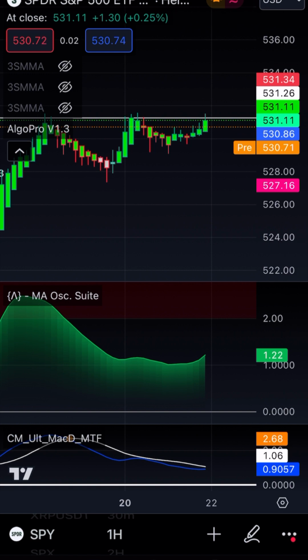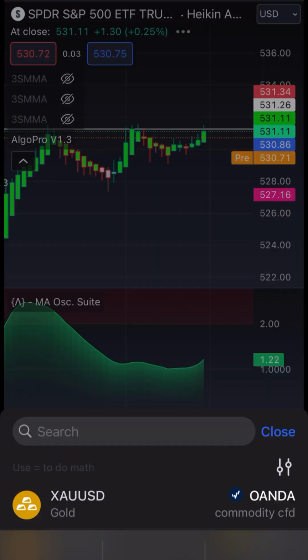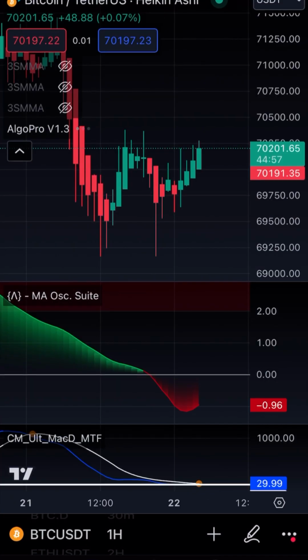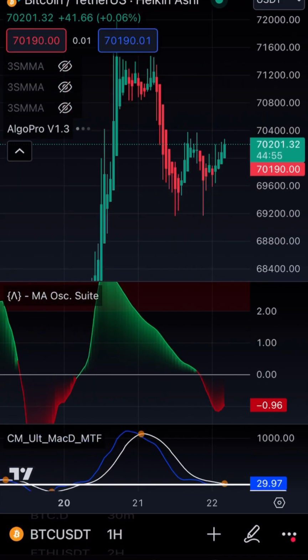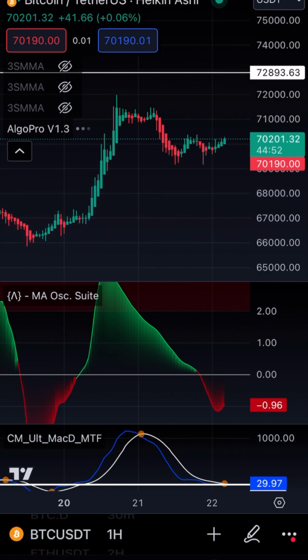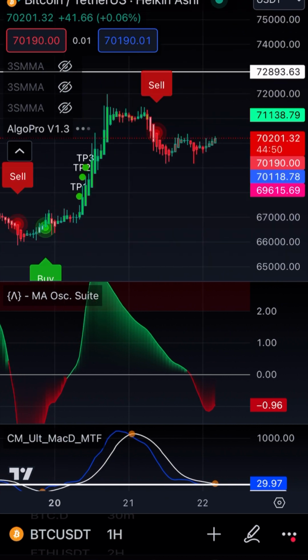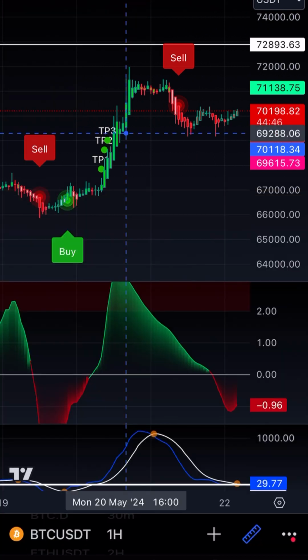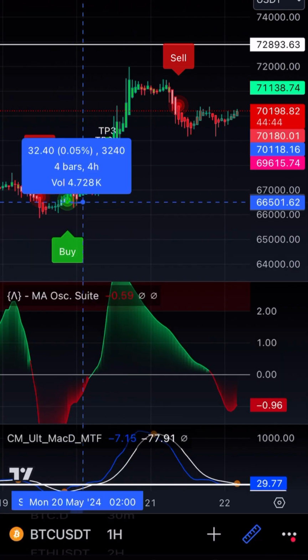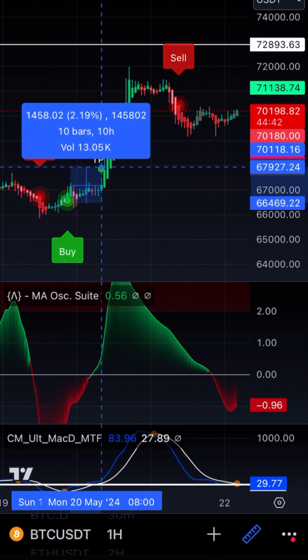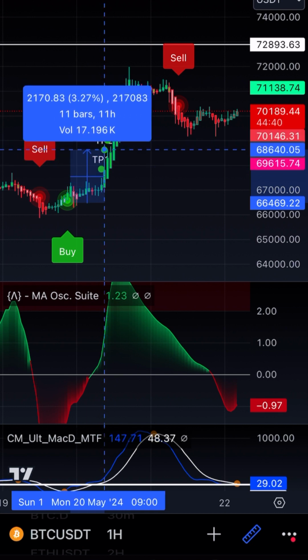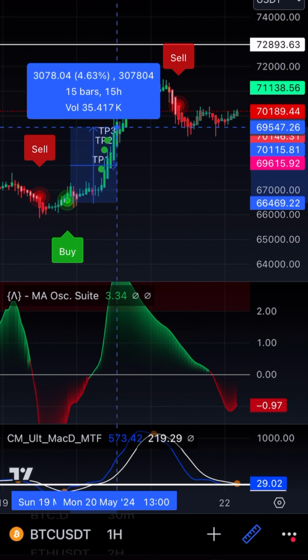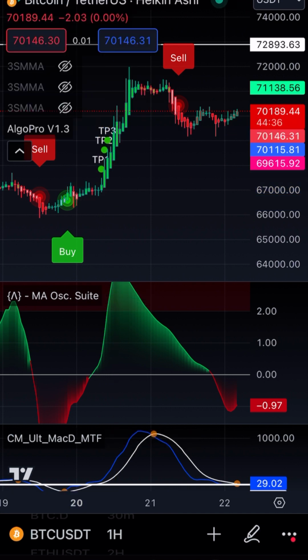So let's real quickly see how it works with SPY. Let's just see how it works for the other assets. Let's see if it works good for Bitcoin. If you wanted to trade Bitcoin, see what happens. See if it gives good signals. For Bitcoin, it gives you a buy signal right here, and it has a first take profit zone right here. Second take profit there, and a third take profit there.